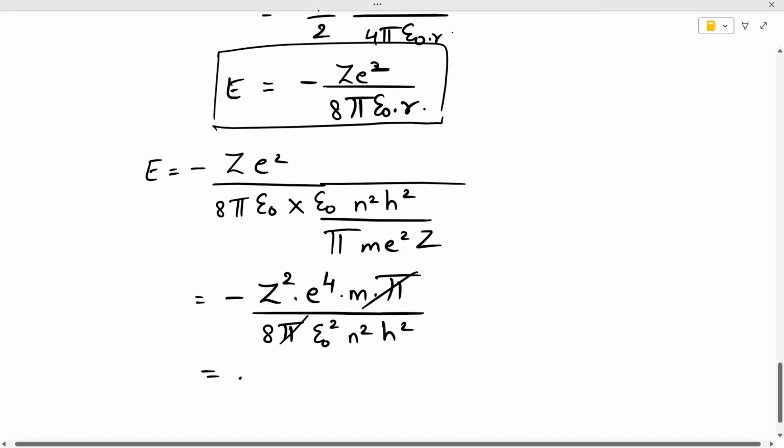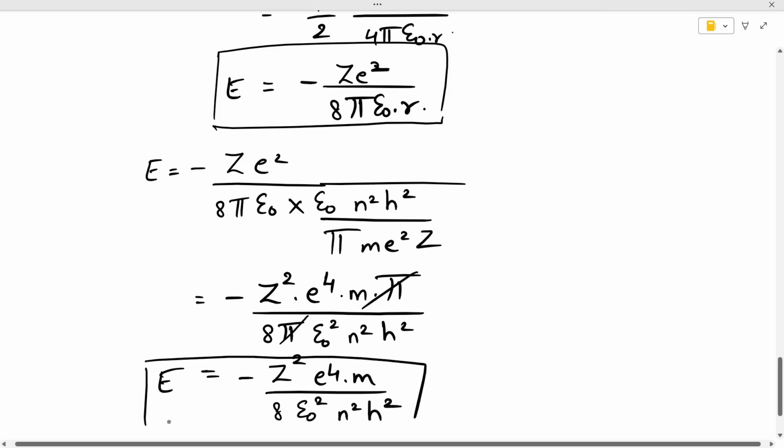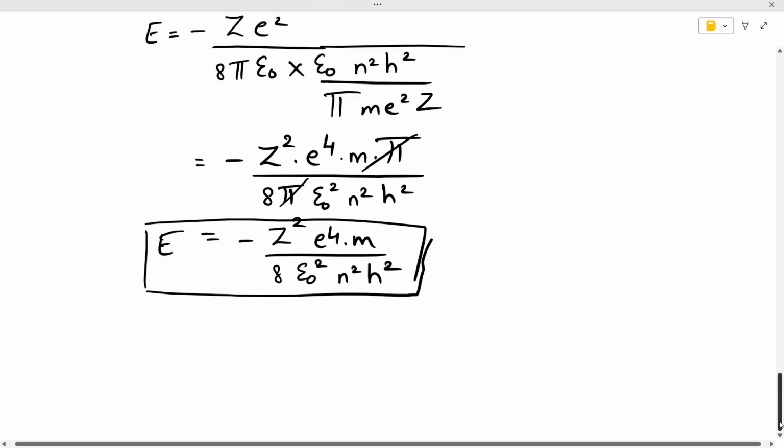So we'll be remaining with energy is equal to minus Z square e raised to 4 times m upon 8 epsilon naught square n square h square. Okay, so this is the formula that we have obtained for energy.